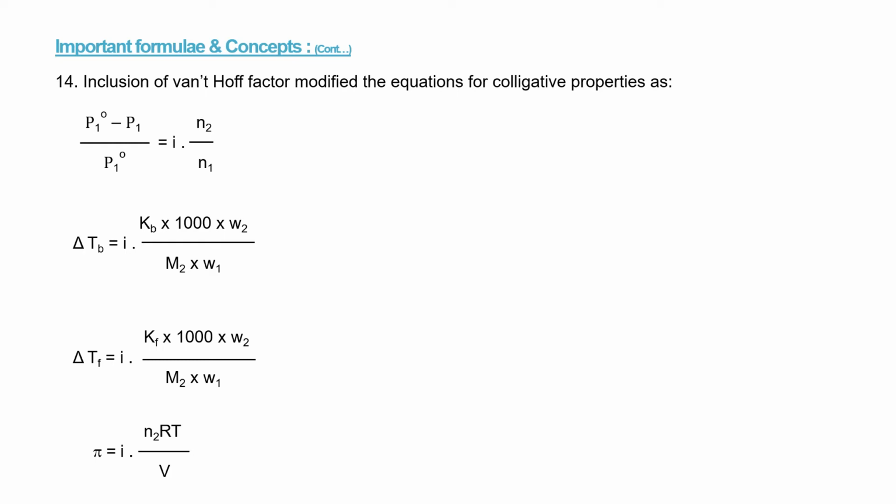Now for osmotic pressure also, our formula is CRT, and in place of C we write n2 by V. So for correcting, we just multiply with the i. So pi is equal to i into n2 RT upon V.